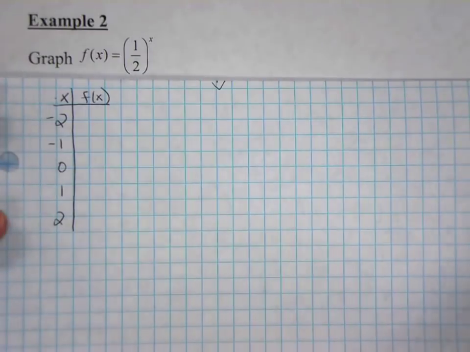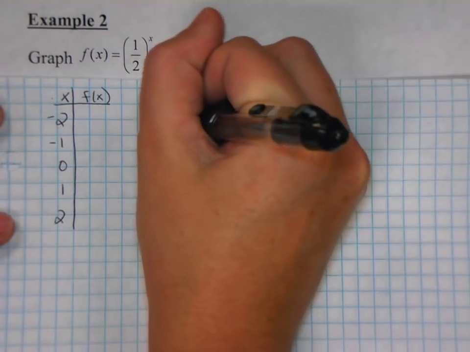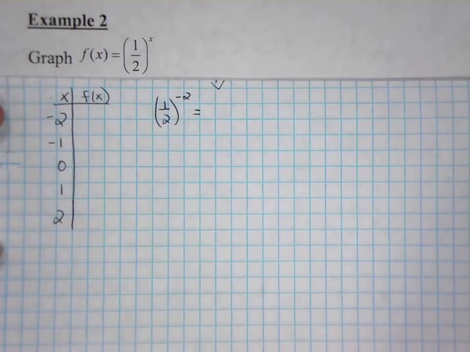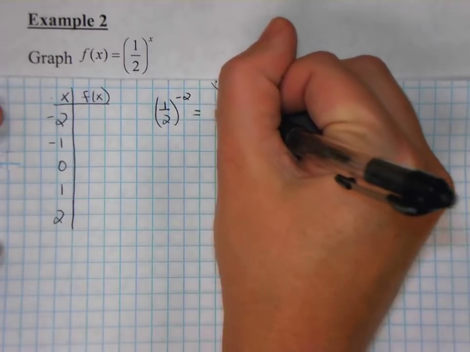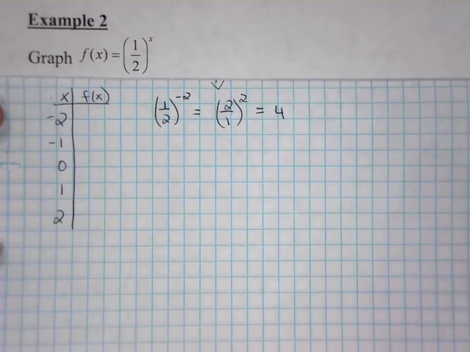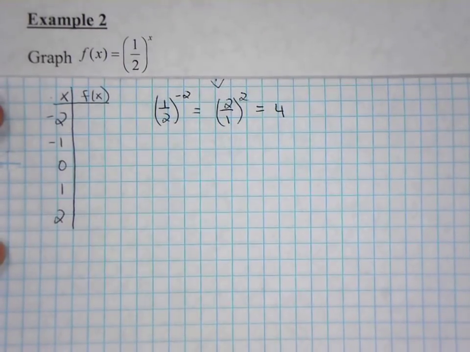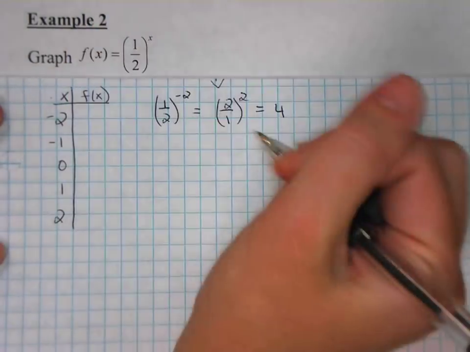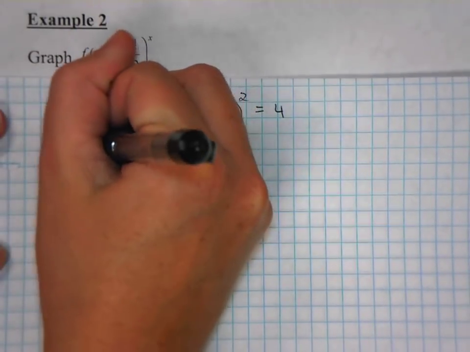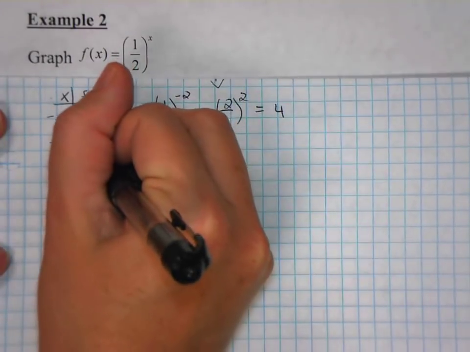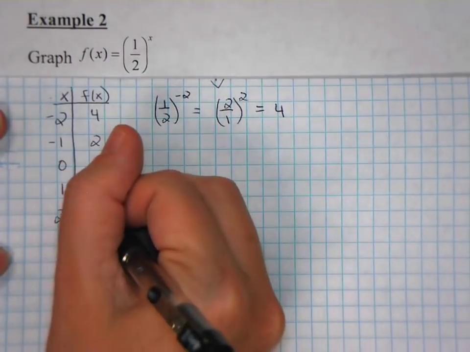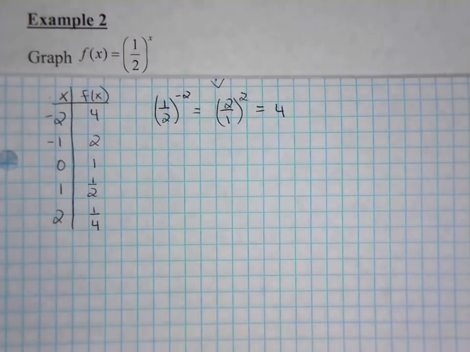So when I raise 1/2, and just again some work off to the side here, to the -2 power, in order to change that to a positive exponent, I would use the reciprocal, and it would change that to positive, and you're going to get a result of 4. So again, the negative exponent is just causing that reciprocal to happen. So here I get 4. If I raise 1/2 to the -1 power, I get 2. Anything to the 0 power is 1. 1/2 to the first power is 1/2. And 1/2 squared is 1/4. So let's go ahead and plot these points and see what this looks like.